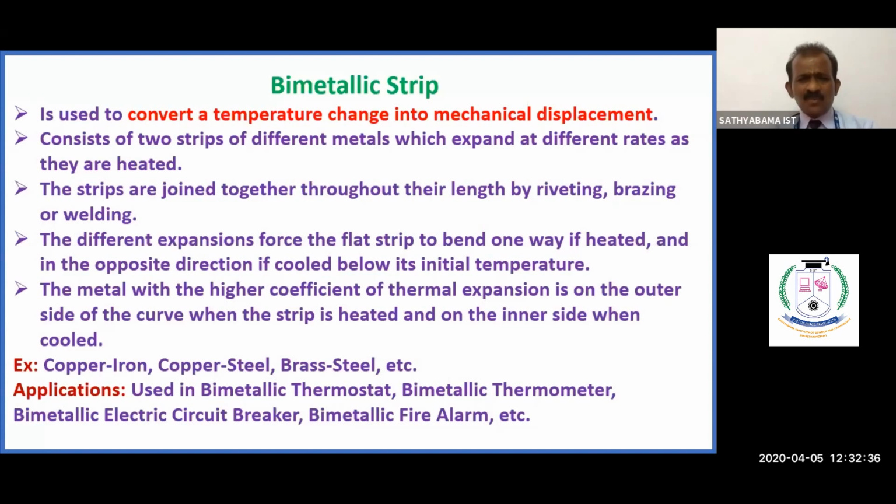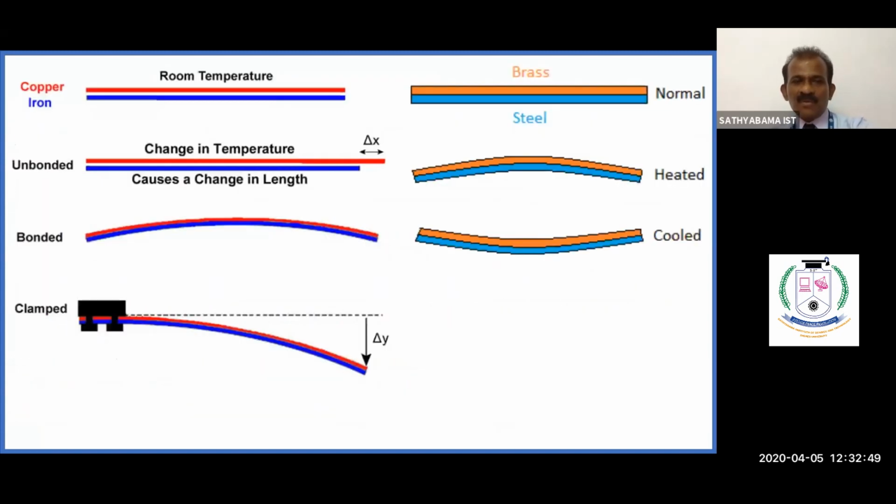Now, see the condition: the metal with the higher coefficient of thermal expansion is on the outer surface of the curve. Now see the diagram. We have chosen copper and iron. Similarly here, brass and steel. Two examples are there. On the left hand side, we are having copper and iron. Initially, both are in the separated position. At room temperature, we have the same length of the rod.